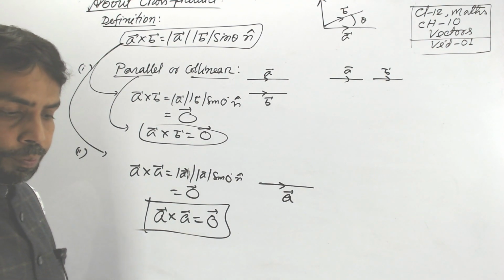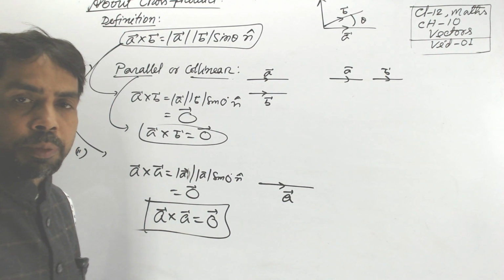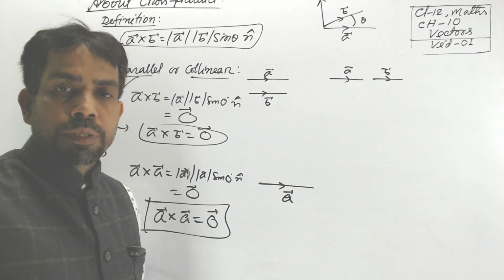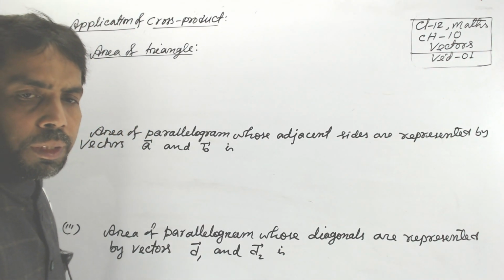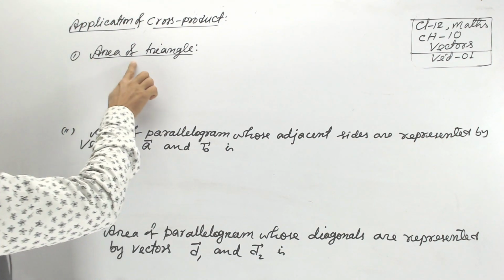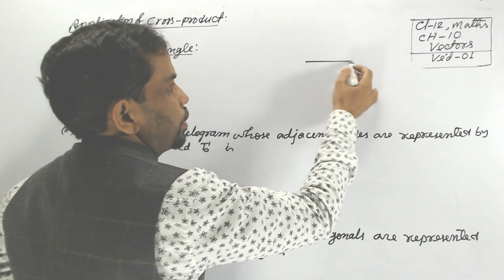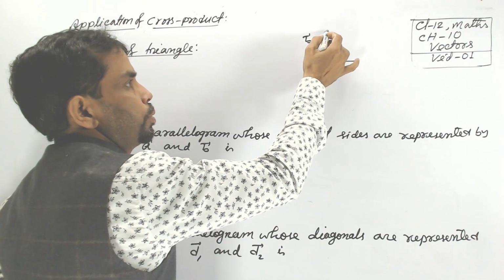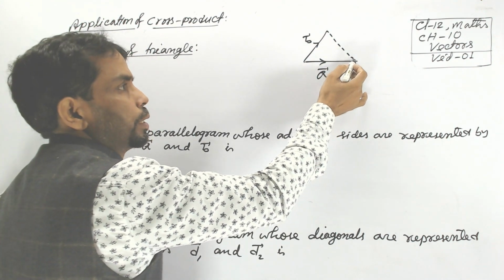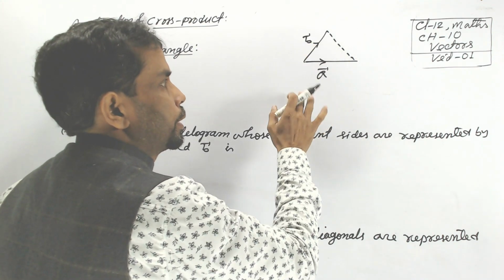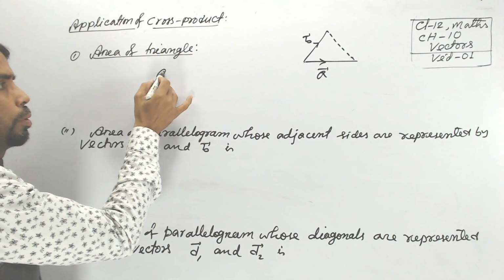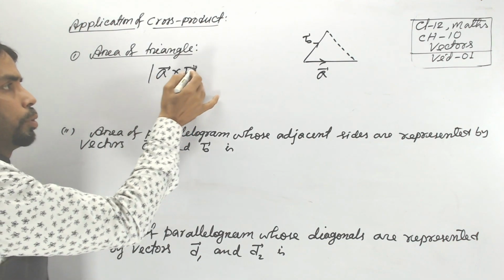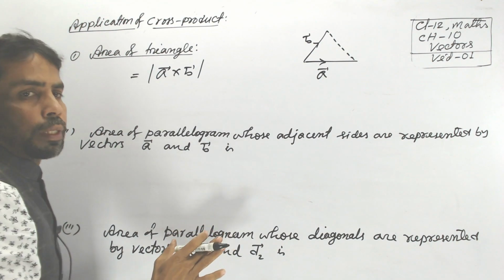And then the applications of cross product. There are some applications where cross product can be applied. First is the area of a triangle. If two vectors A and B are given, then with these two vectors we can complete a triangle. Then the area of the triangle made by two vectors A and B is given by the cross product. Cross product we have learned how to find, and then the magnitude of the cross product gives the area of the triangle.